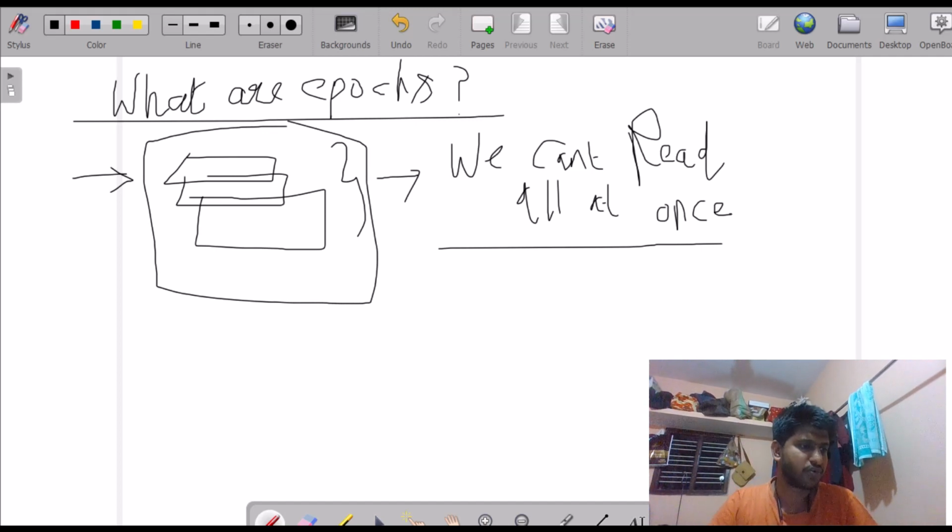So what you do is divide the pile of papers into batches, smaller batches. Each time you finish reading one batch, that's like completing one epoch.